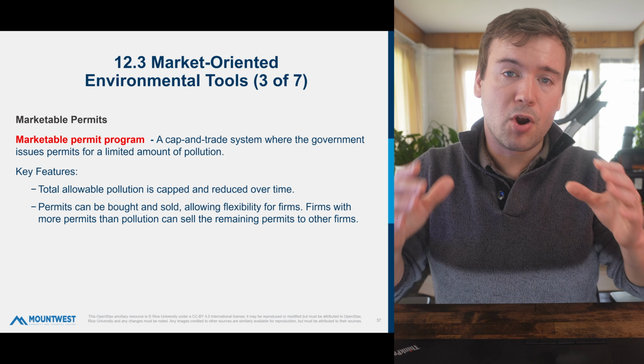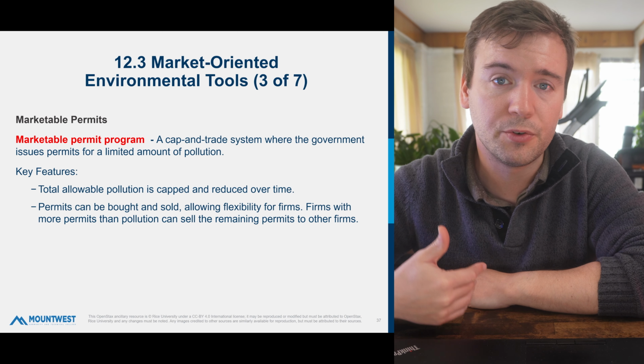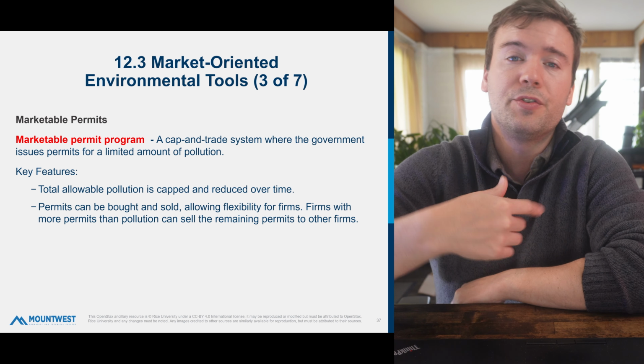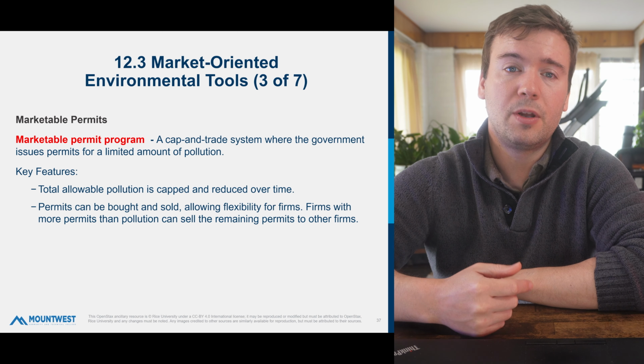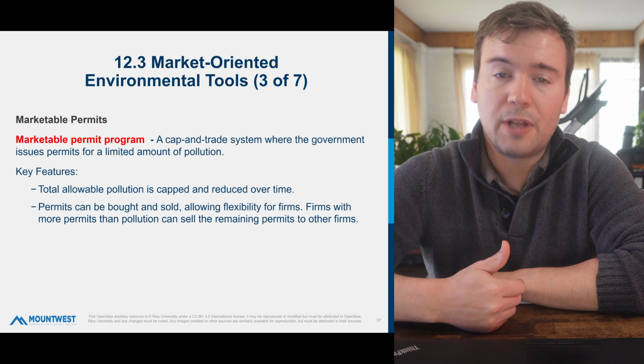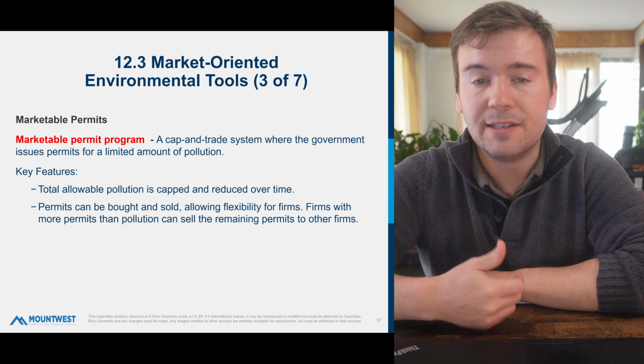The second key market-oriented tool is the concept of marketable permits, which is often referred to as a cap-and-trade system. So under this system, the government issues permits for a limited total amount of pollution. A crucial aspect of this approach is that the total allowable pollution is capped.